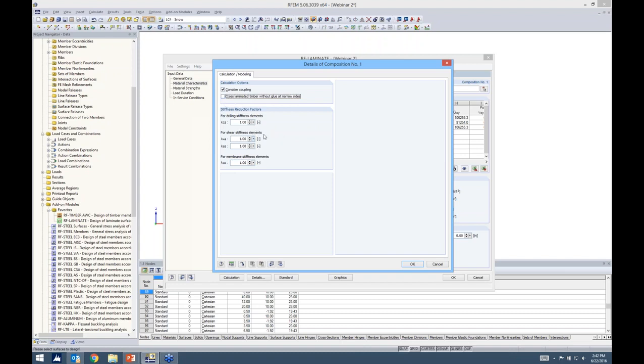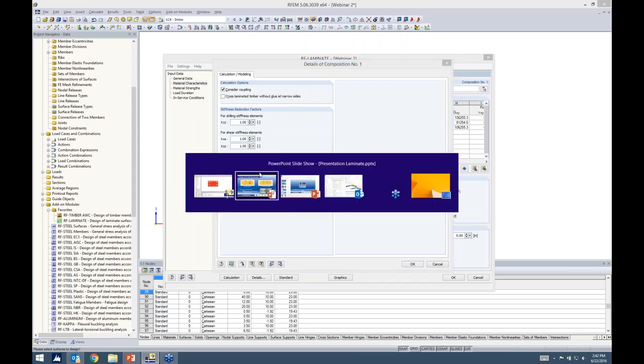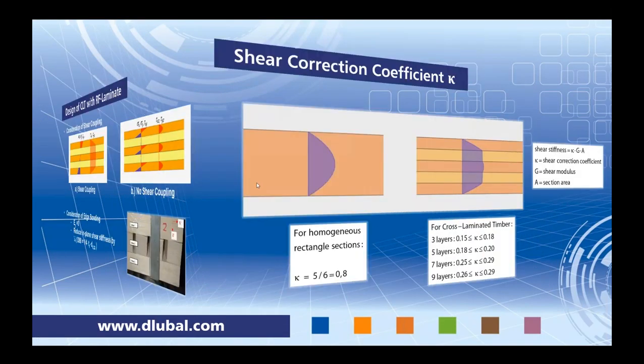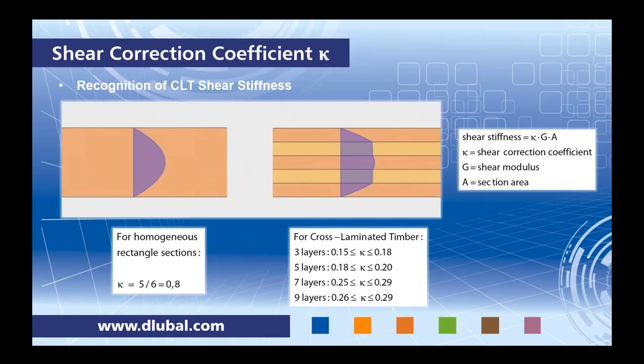Now for shear stiffness elements, this gets a little bit more complex. If we take a look at basically any type of rectangular section, we will always have a shear stiffness reduction. And for homogeneous rectangular sections, this is set at 0.8. However, for CLT, we obviously don't have a homogeneous section. We have all these different layers, so we can't really make this assumption here. For our shear stiffness, we do need to somehow determine that, and it is the shear correction coefficient K times G times A. Now, what is this K for cross-laminated timber?